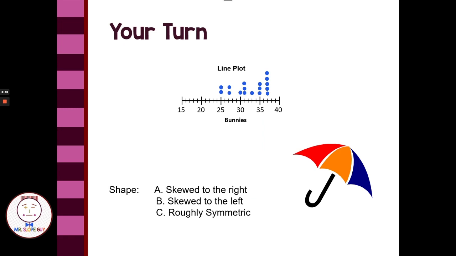All right, you try this one. Is this line plot skewed to the right, skewed to the left, or roughly symmetric? Well, I see this highest point stacked up here, and it's normally an indication that it's not where the most data is stacked, it's where it's trending to, where we're trickling towards. So it looks like we're tailing to the left, so we would say skewed to the left.